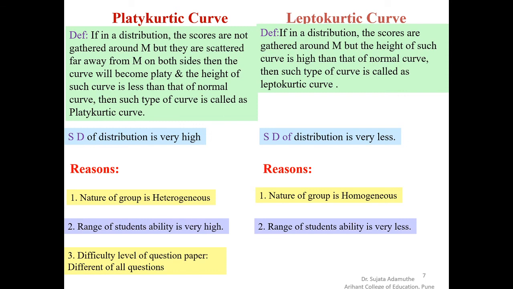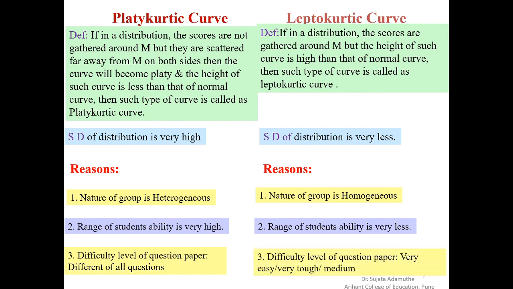That means we can't say that the difficulty level of the question paper is as per the normal probability. That means we can always make a question paper with some questions at a high difficulty level, some questions at a low difficulty level, and the maximum number of questions at the middle, that means average. But if that is not there, if the difficulty level differs across all questions, with any type of distribution of difficulty, then the platykurtic curve will come.